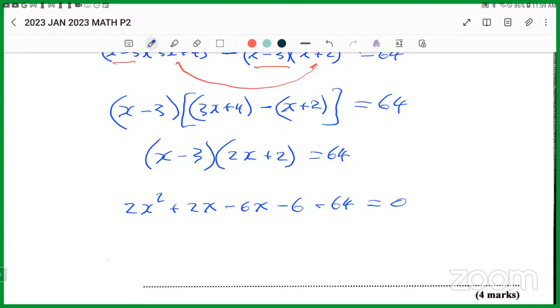All right. So putting like terms together now. This is the only squared term there, so I'm going to write the 2x squared. Then this and this give me negative 4x: 2x minus 6x is negative 4x. Then minus 6 and minus 64 give me negative 70. This is all equal to 0.